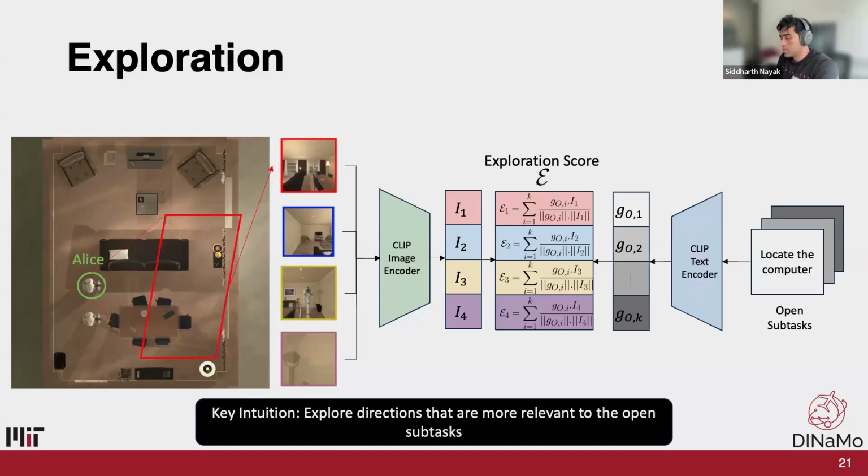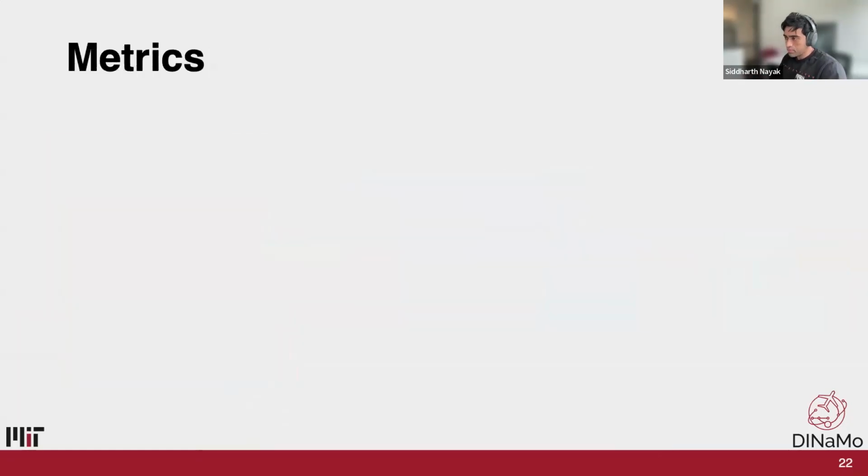So the key addition here is that we explore directions that are more relevant to the list of open subtasks. If you look at this example, if the agent was trying to find a computer, it would move in the direction that has a table, because laptops are more probable to be found on a table as compared to the floor or the sofa. So the key idea in exploration is trying to explore directions which are more relevant to the list of open subtasks.